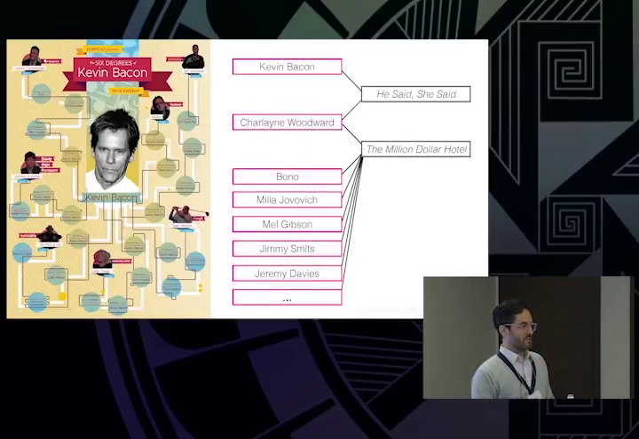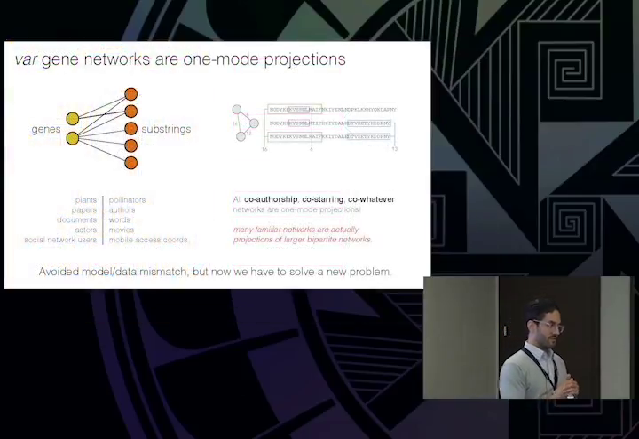But there are a lot of people in the $1 Million Hotel. So if I take this bipartite network and go back into the actor-actor network, I create a big clique. Bono connects to Mia, Mel, Jimmy, Jeremy, and so on. They all connect to each other. So Vargine networks, as it turns out, are one-mode projections.